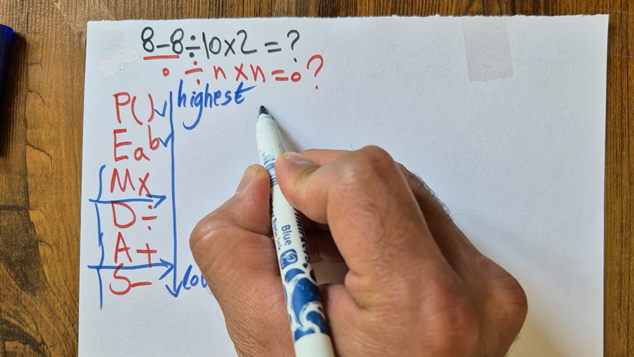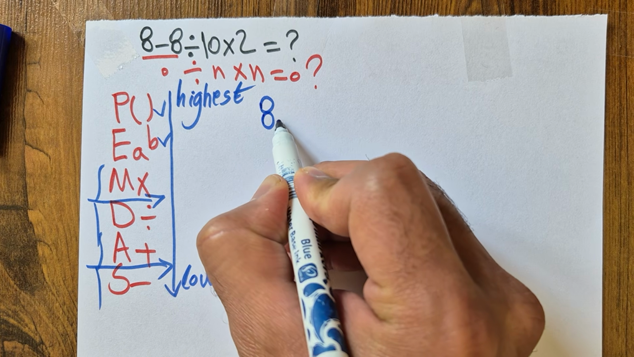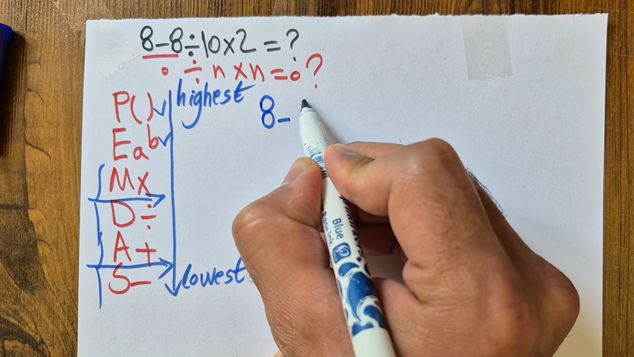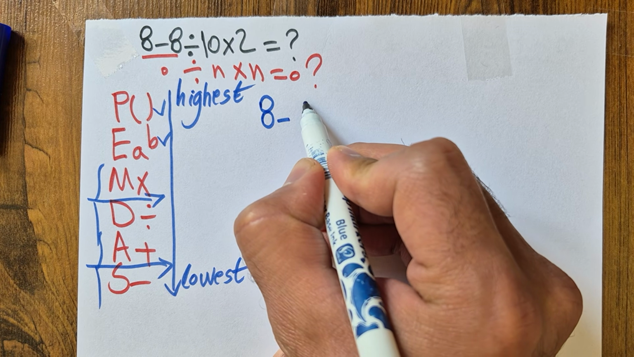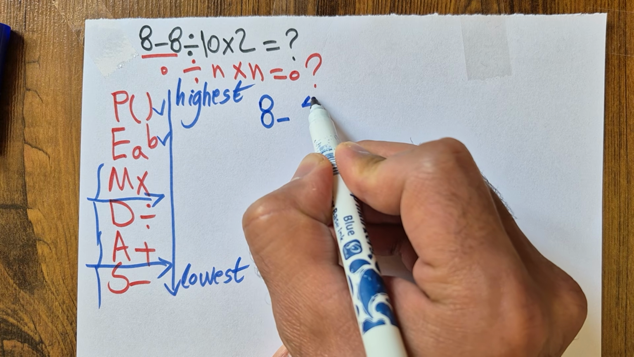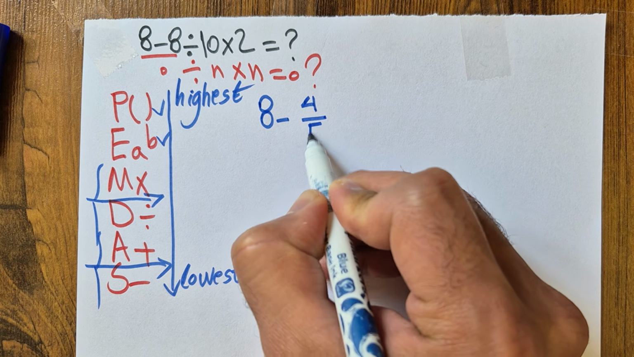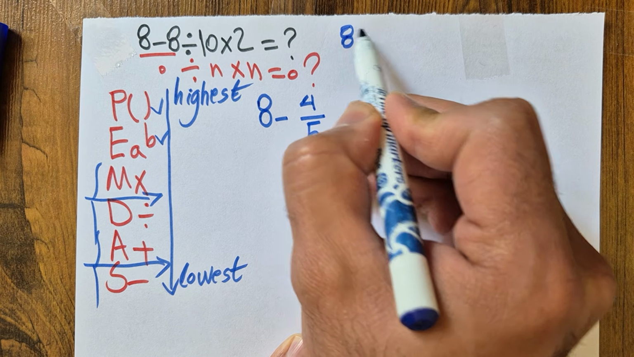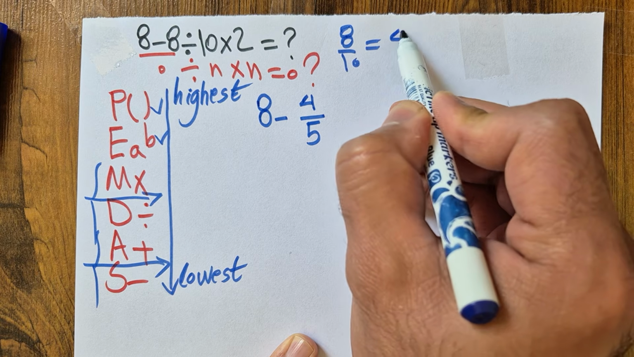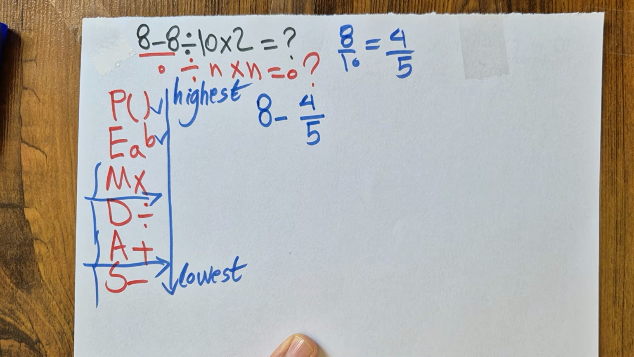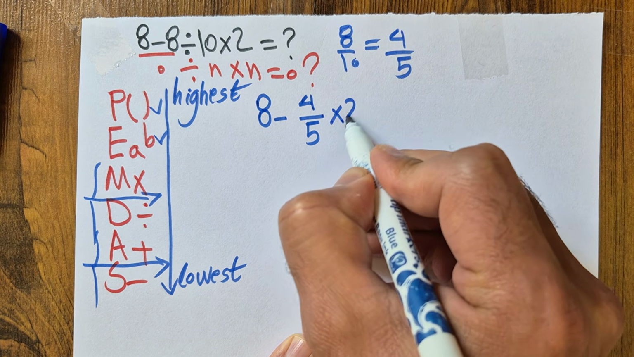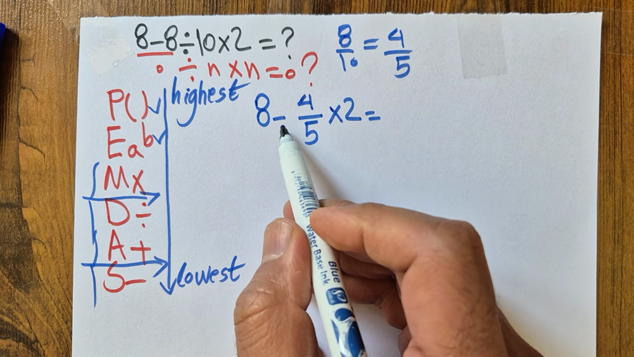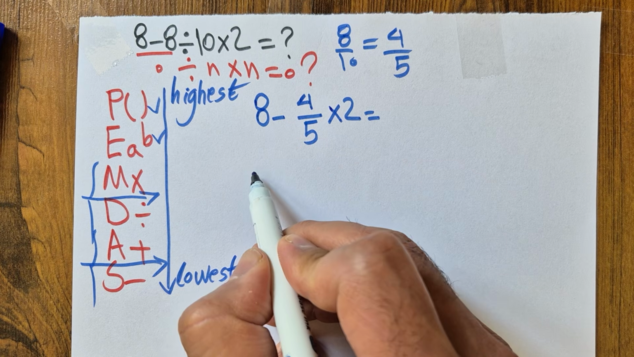So at first, let's write it again. 8 minus. So 8 divided by 10 gives us 8/10, or if you simplify that, you can write it as 4/5, right? 8 divided by 10 is like this. If you simplify that, you would end up with 4/5. And then we have times 2. Do we have any multiplication? Yes, one more step before we can do the subtraction. So one more time.